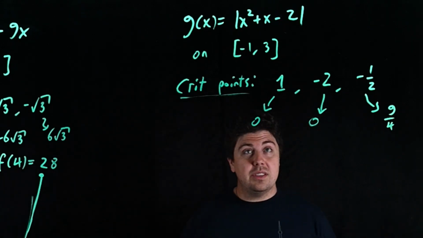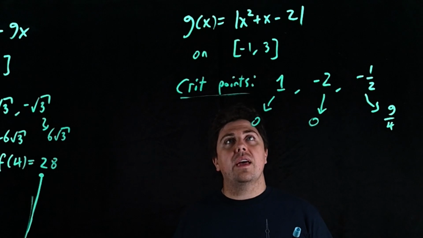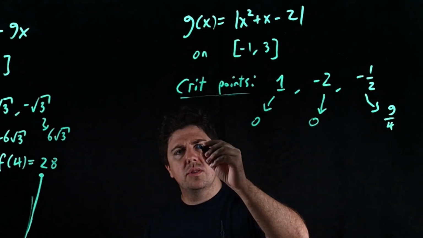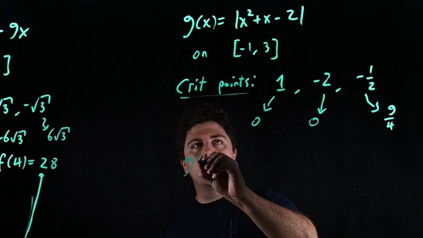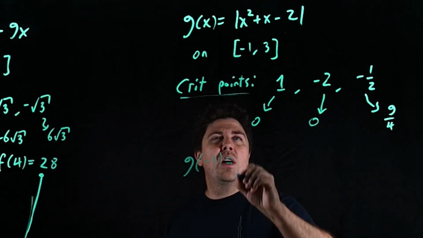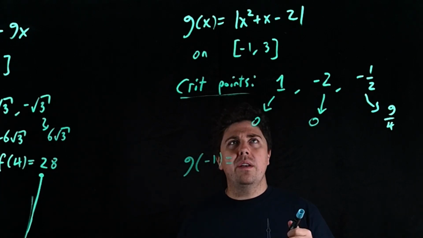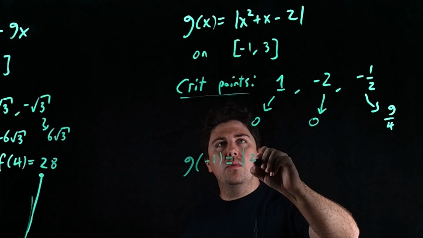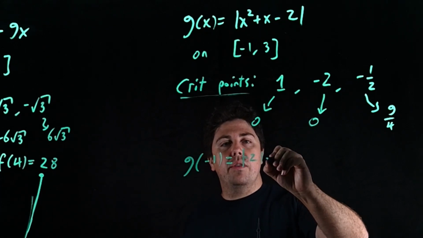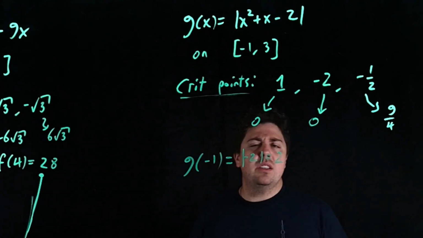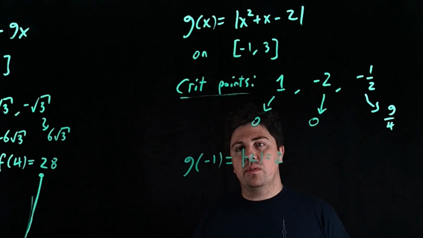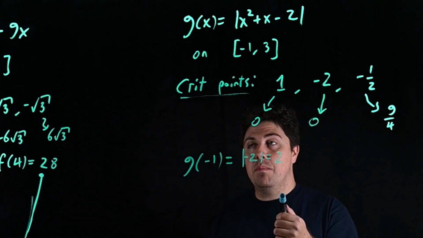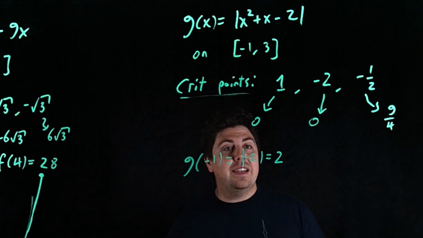So now, what else is happening? What else is going on? Well, we just have to now check the endpoints and compare the values at the endpoints to everything else. So if we take g of -1, well, what do we get? We're going to get 1 - 1 - 2, which is going to be absolute value of -2, which is going to be 2. And we see that 2 is smaller than 9/4. So this left endpoint isn't a maximum or a minimum. It doesn't have to be, but indeed it isn't.